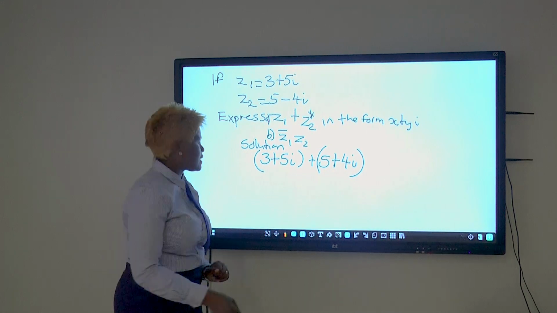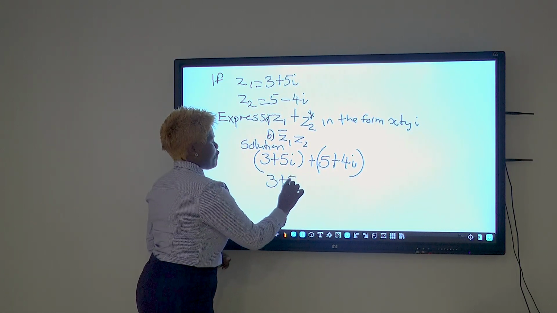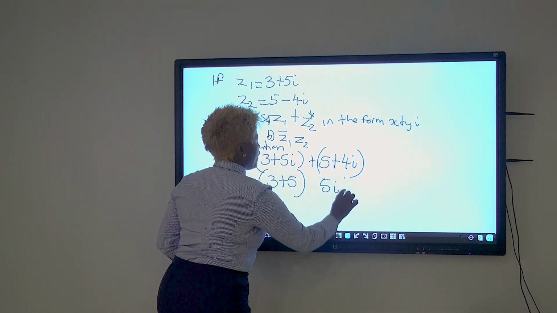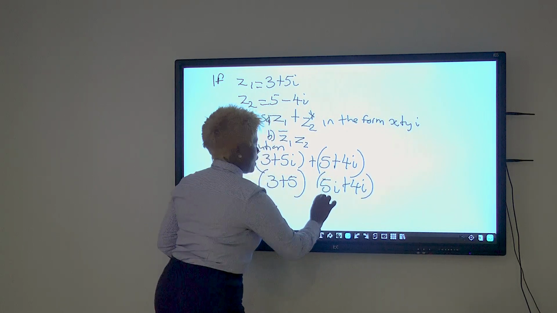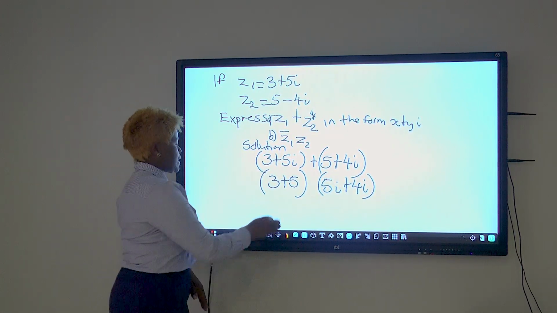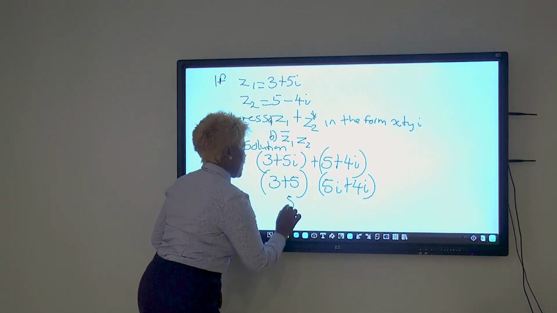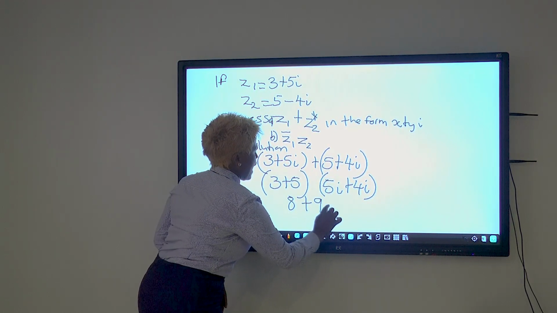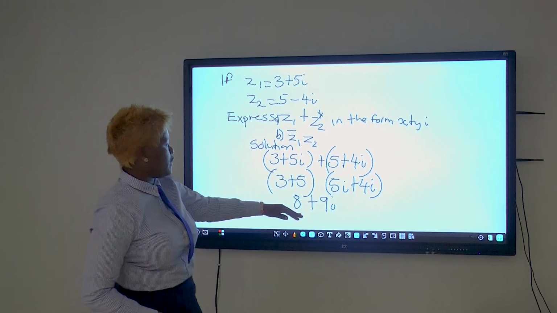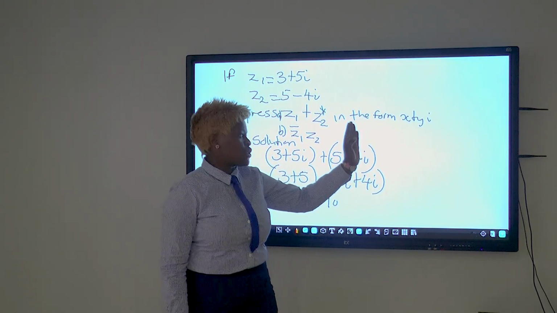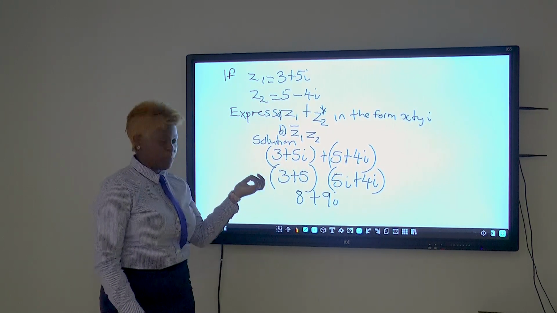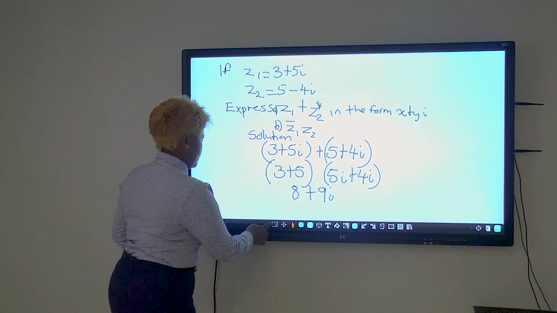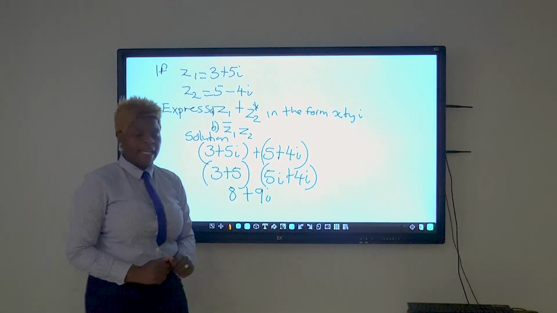So for the real part, we have 3 plus 5. And for the imaginary, we have 5i plus 4i. When we simplify, 3 plus 5, we get 8. 5i plus 4i, we get plus 9i. We have simplified and we have left our answer in the form x plus yi, where x is represented by 8 and y is represented by 9. Let's now look at the b part.